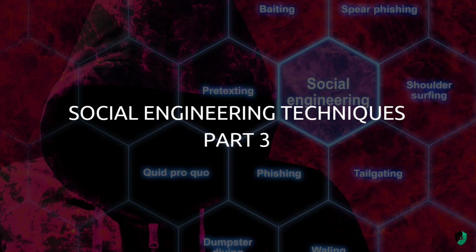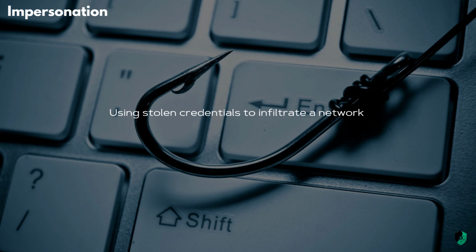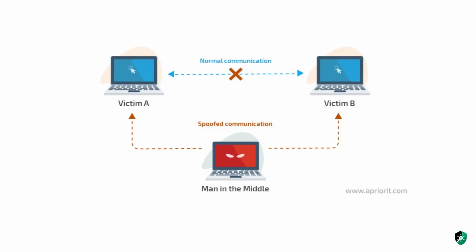So let's take a look at the final batch of social engineering techniques, and we have impersonation, where the social engineer could use stolen credentials to infiltrate a network. But impersonation could also mean simply impersonating somebody else. It could mean impersonating the CEO of a company. It could mean impersonating a third-party contractor, and so on.